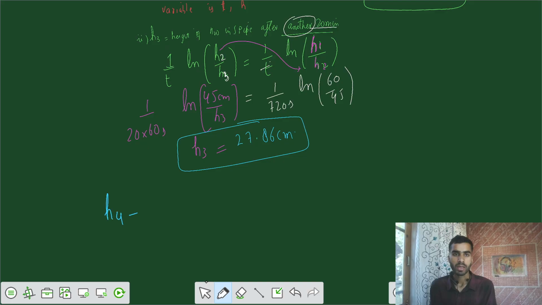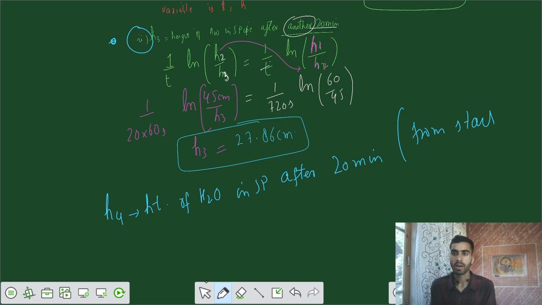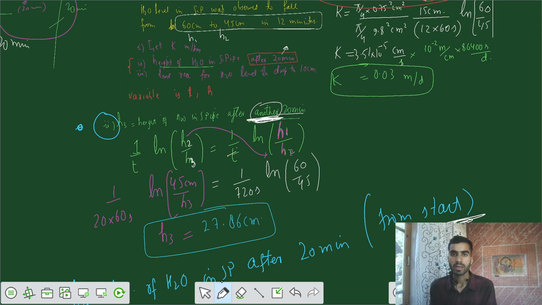Now, let me calculate that same problem for 20 minutes, but from the start. Let me write H4 is the height of water in the standpipe. It's one more solution for that same kind of problem. Part two, after 20 minutes from the start. In the first problem, 12 minutes had already passed, and after that we took the next 20 minutes.